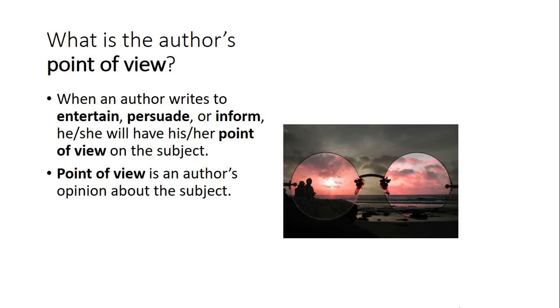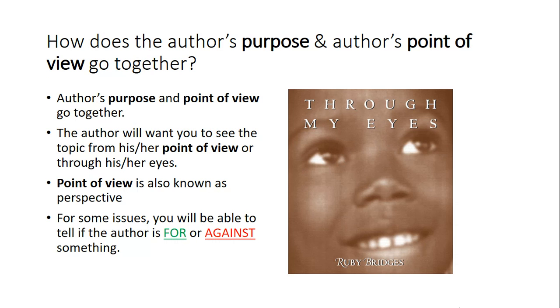So, moving on. What is the author's point of view? When an author writes to either entertain, persuade, or inform, they're going to have a point of view on the subject. The point of view is the author's opinion on the subject, or it is also the author's perspective. And we've learned about different types of point of view. In literature, we have first person point of view, second person, third person omniscient, third person. So there's lots of different points of view in literature, and that's basically whose eyes the story is being told from.